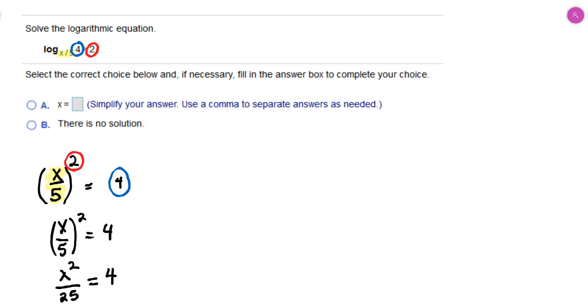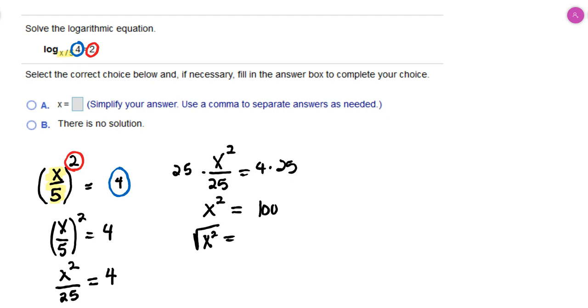I'm going to get rid of the denominator by clearing fractions. It's multiplying 25 onto both sides. And I've got x squared equals 100. And I can square root both sides. The square root and the square cancel each other out, and I get a plus or minus symbol on the other side. Square root of 100 is 10.